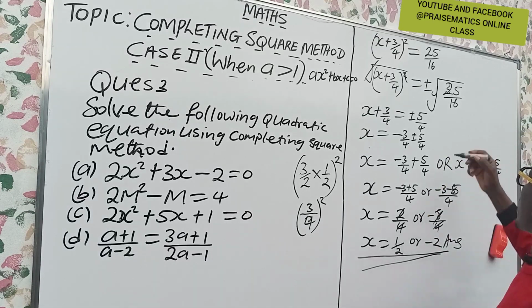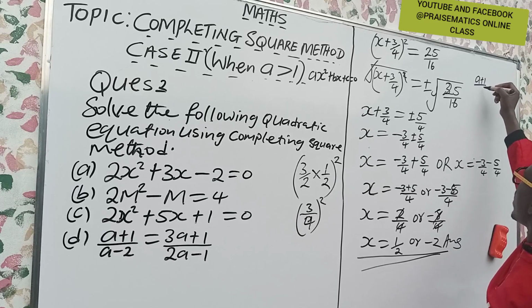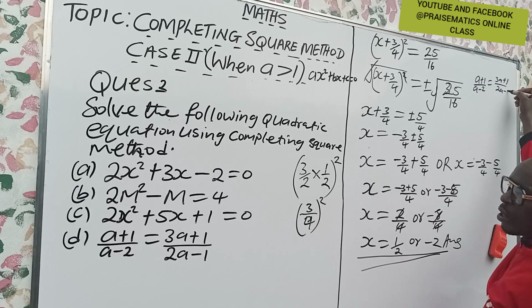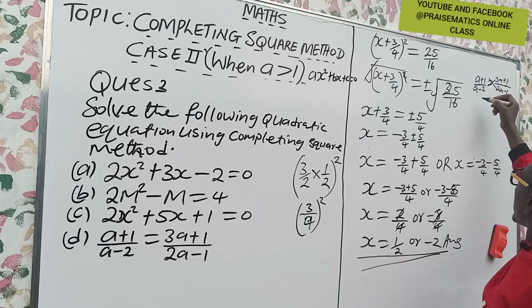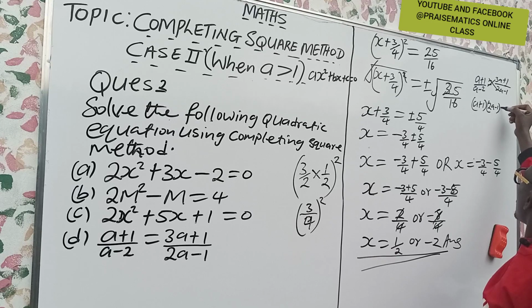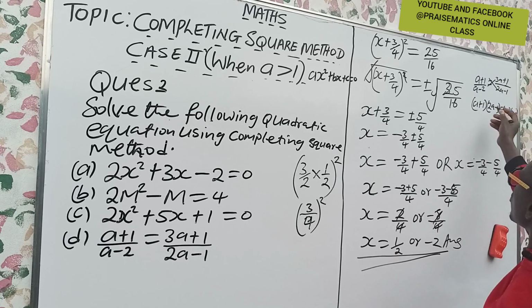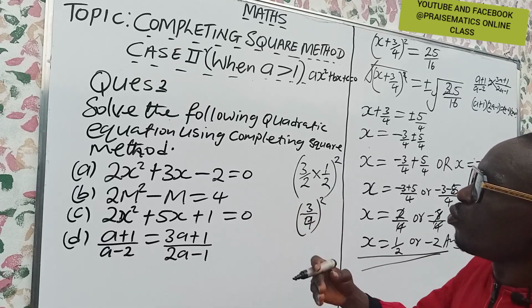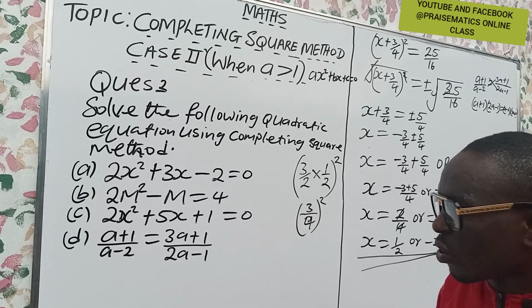That solution D, you can have it like this: (a + 1)/(a − 2) is equal to (3a + 1)/(2a − 1). What do you do? You cross multiply. (a + 1) multiplied by (2a − 1) is equal to (a − 2) multiplied by (3a + 1). So when you expand it, you collect like terms. It will form a quadratic equation. You now use the completing the square method to solve it.